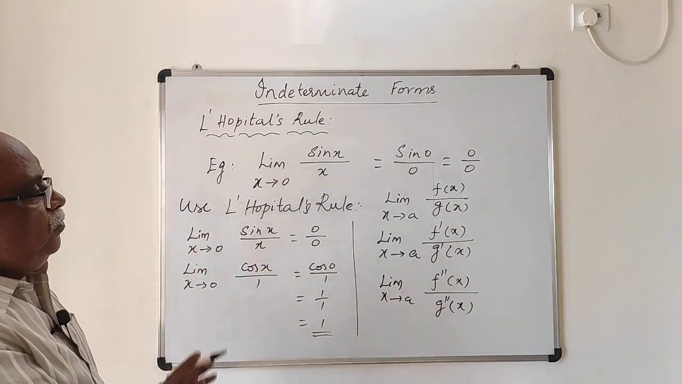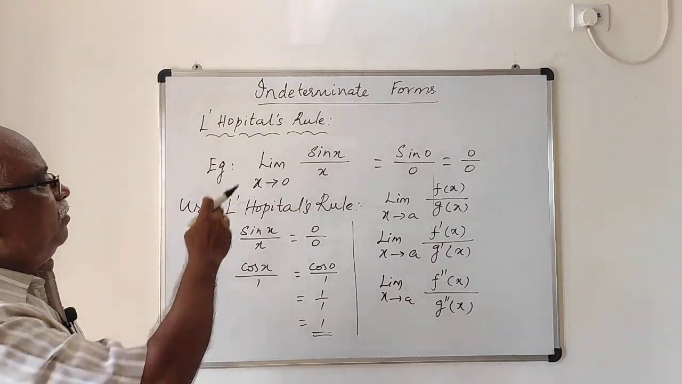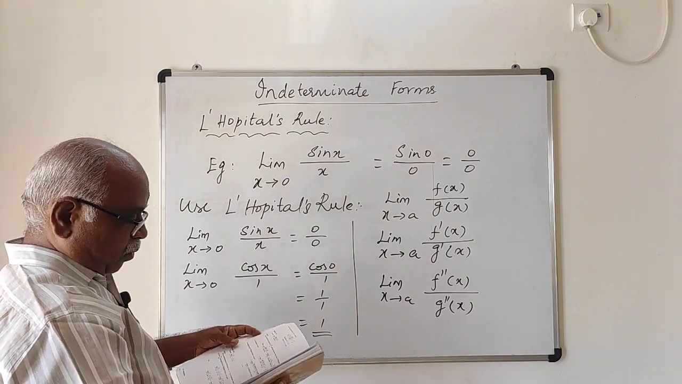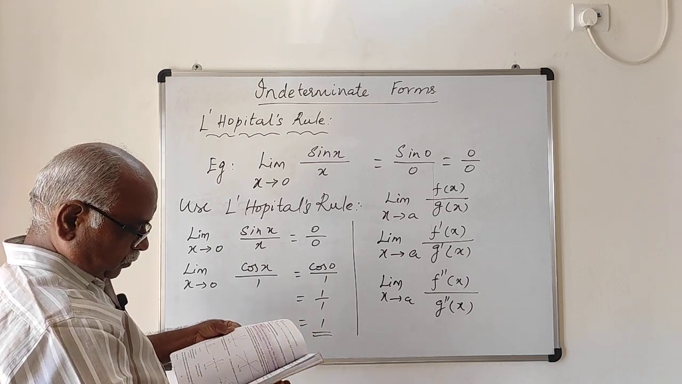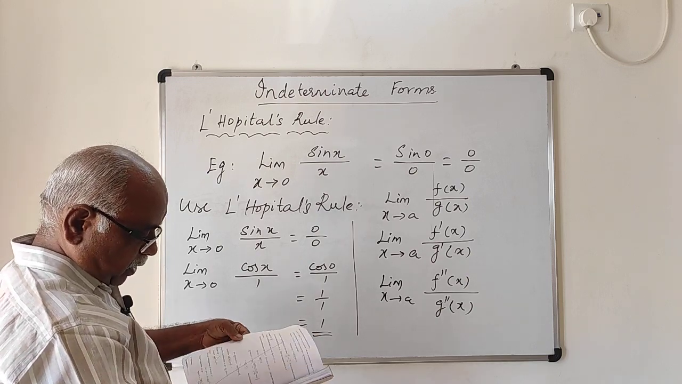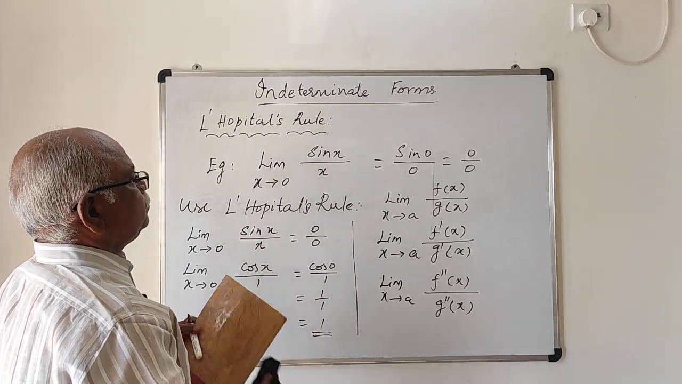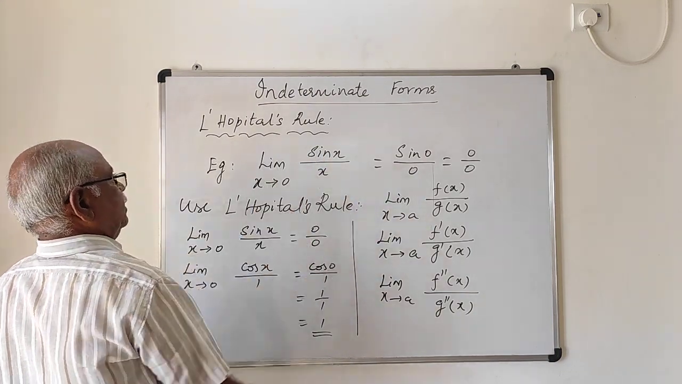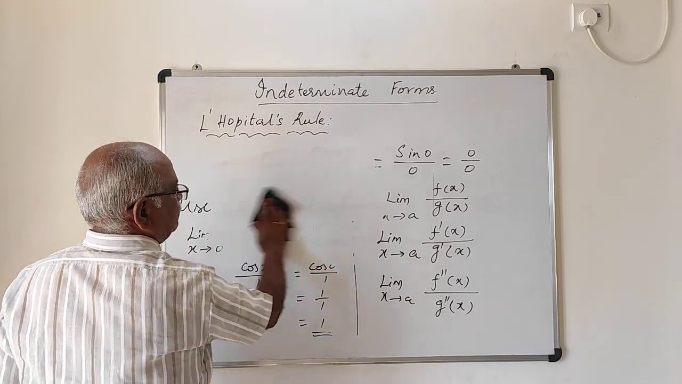See, this is called L'Hopital's rule. We are going to solve a few more problems on indeterminate forms using L'Hopital's rule. We will see exercise 7.5 in your textbook. So, indeterminate forms I have given and what L'Hopital's rule is I explained. Now I am going to solve the problems in exercise 7.5.